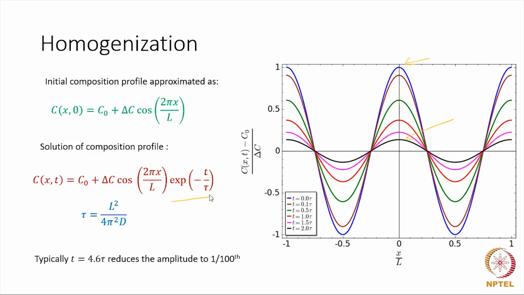Now as you can plug in, you would notice that when you take roughly about 4.6 tau as the time, then the amplitude will come down by a factor of 100, which is quite good for us to assume that the homogenization is complete. So you could choose your error bar appropriately and estimate. And this is a very general solution and doesn't restrict the initial condition. The initial condition can be any random profile that can be expressed as a summation of cosine or sine functions.